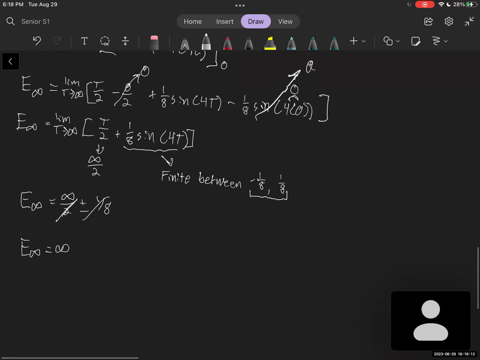So we can say that the energy of that signal is equal to infinity. So that, by definition, as we stated before, makes it not an energy signal, because to be an energy signal, your energy has to be a finite number.